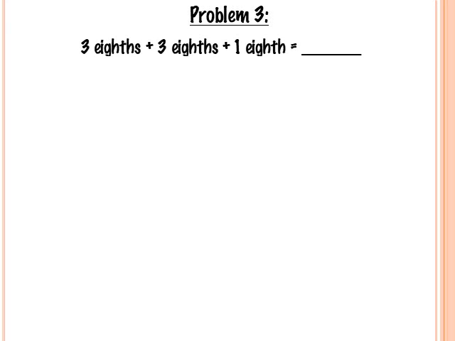Problem number 3 shows 3/8 plus 3/8 plus 1/8. This is a little bit different than the other two because the other two problems had the same number going straight through, and this one does not. Let's see how this is set up.